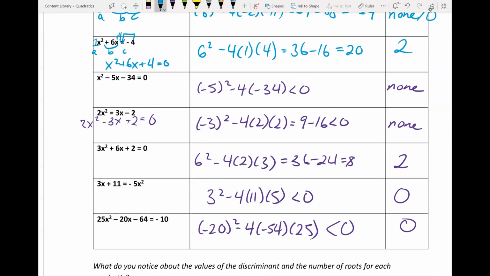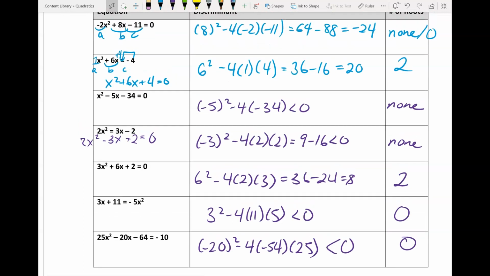So I didn't find the discriminant for all of them. I just merely stated if they were positive or negative. Because it seems like we get a pattern that if we have a negative discriminant, we're going to have no roots. And if we have a positive discriminant, then we're going to have 2 roots. So majority of them have none, except for this one over here that has 2 roots. So you want to check your work there.